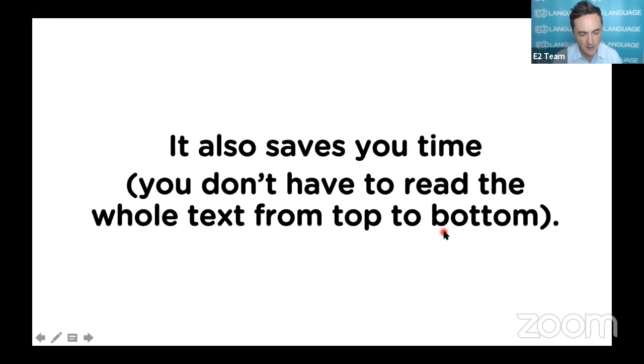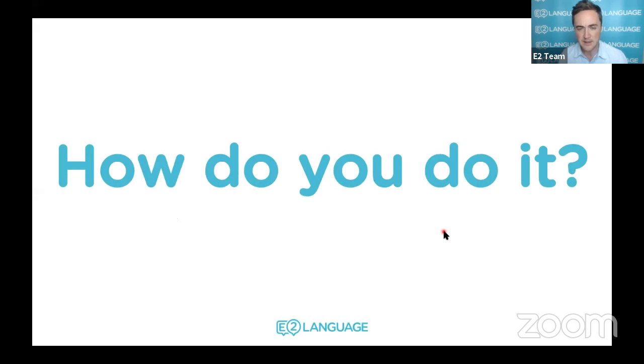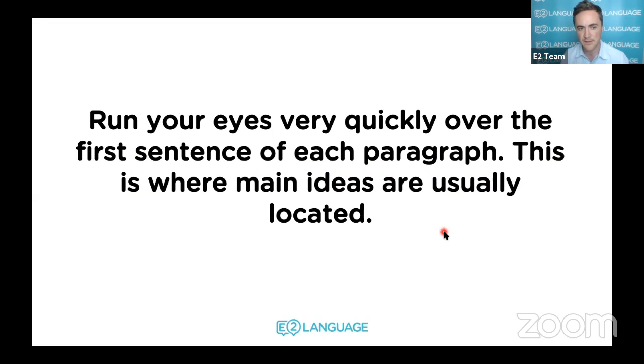In fact, when I did the IELTS Academic, I got a 9 in reading. I did not read the text from beginning to end once. I just used these strategies. How do you skim? You run your eyes very quickly over the first sentence of the paragraph. This is where the main ideas are located, because the first sentence introduces the paragraph and tells you what it will be about. So instead of reading the entire paragraph and spending 3 minutes, you read the first sentence and spend about 15 seconds. It's a big time saver.